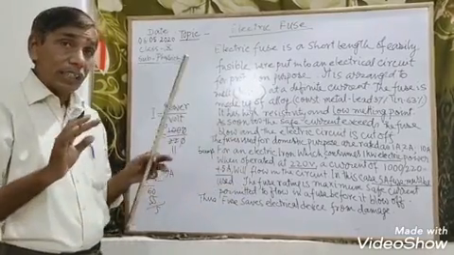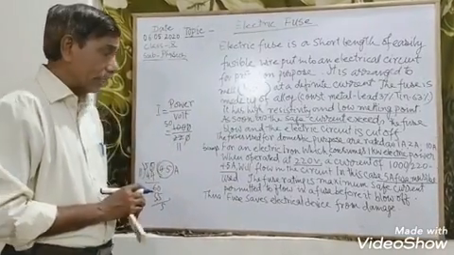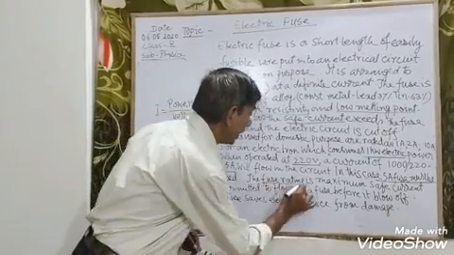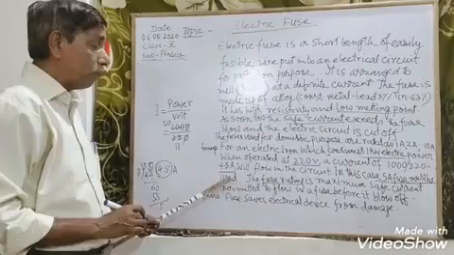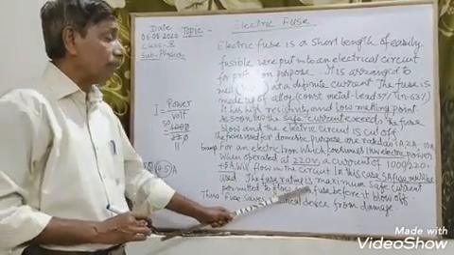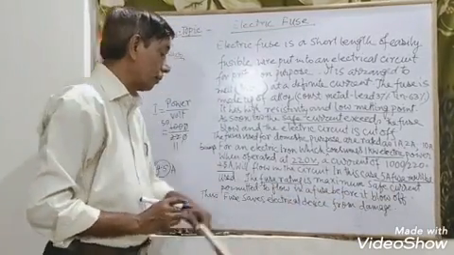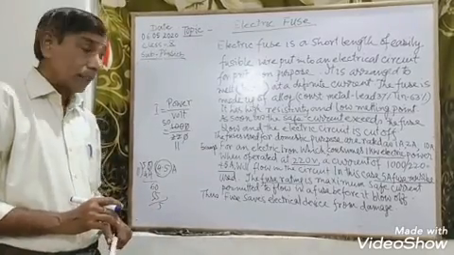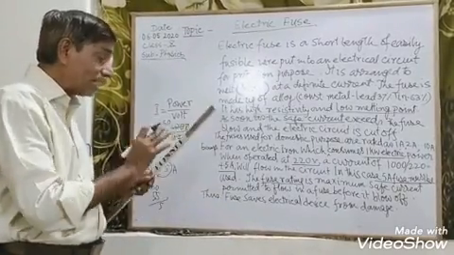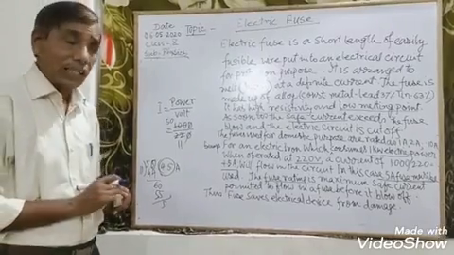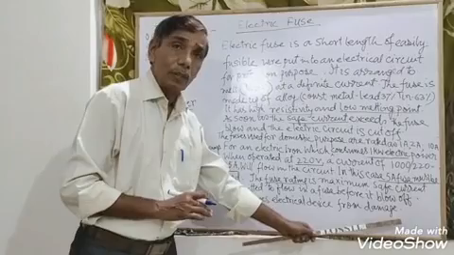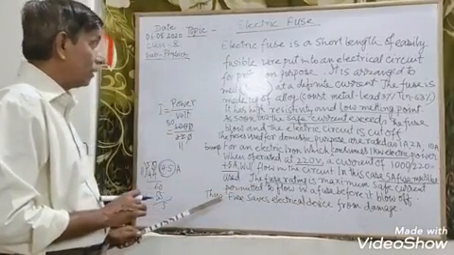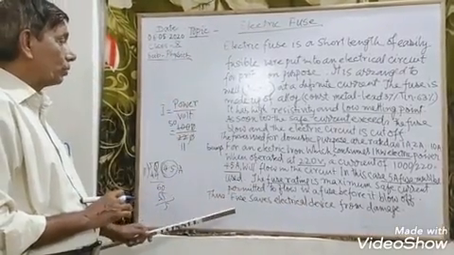And what is fuse rating? The fuse rating is the maximum safe current permitted to flow in a fuse before it blows off. Why? Because it is such a material that saves the electrical device from damage. So in this way, this is the electric fuse.